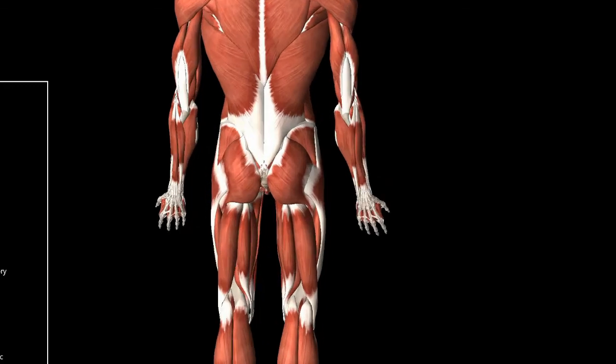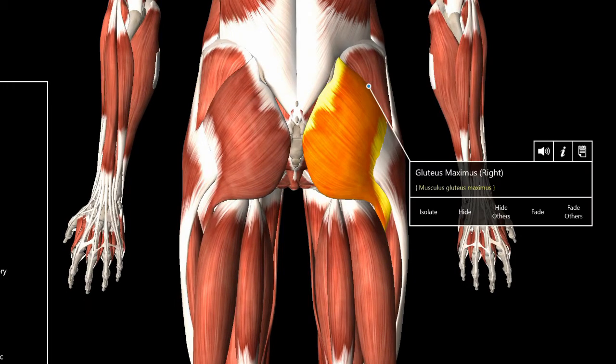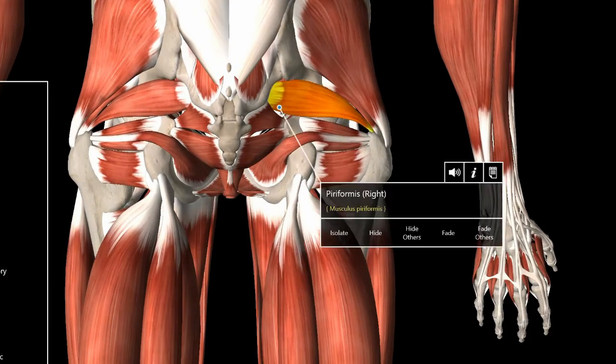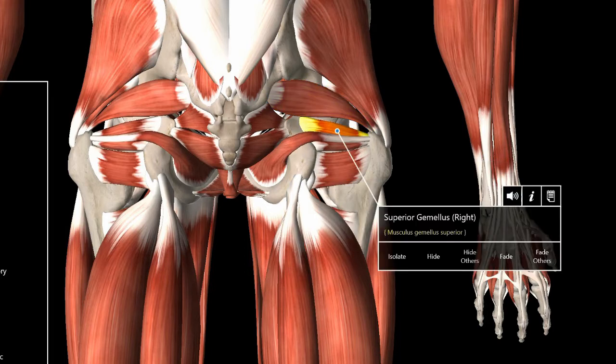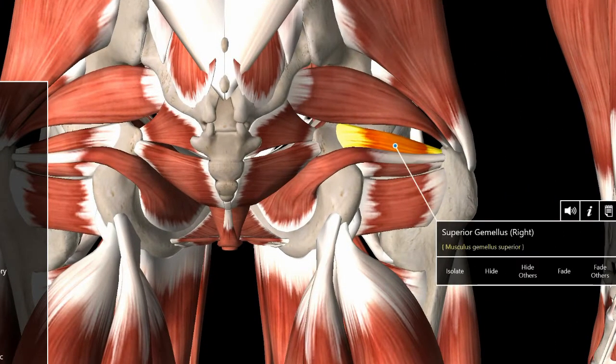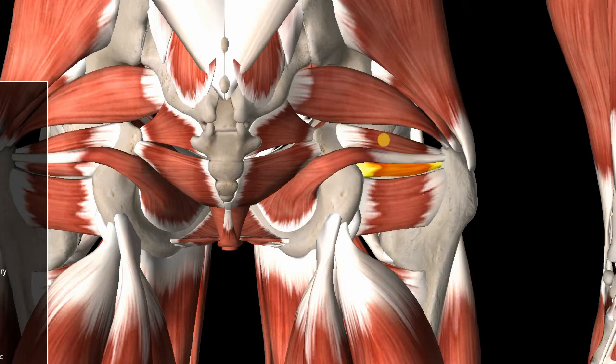Okay, we're going to look at some deep muscles in the hip. Let's remove the glute maximus. We did a video earlier on the piriformis. So now we're going to look at these muscles in here. We'll start with the superior gemellus. Gemellus means twin. So we have this superior gemellus and this inferior gemellus.